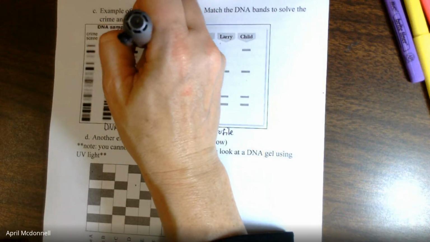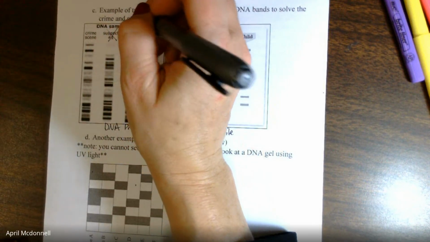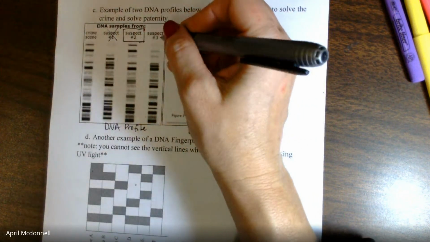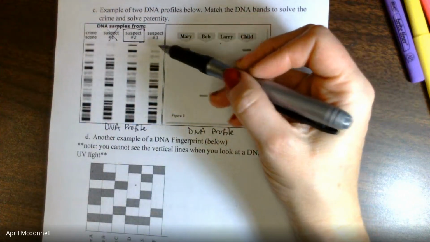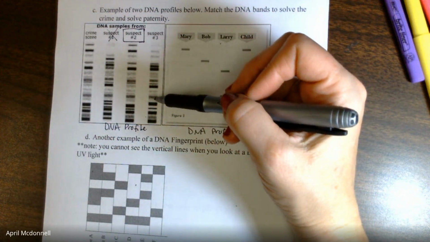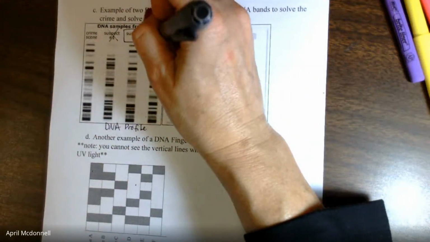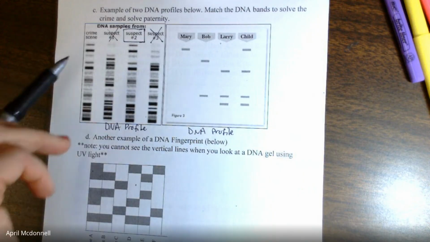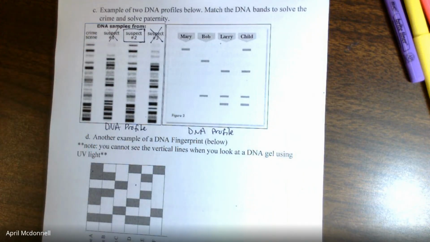Therefore, our DNA supports that suspect number 2 would have been at the crime scene. Suspect 3, again, the DNA bands from suspect 3 do not match the crime scene. So we have now solved the crime and we are choosing suspect number 2.